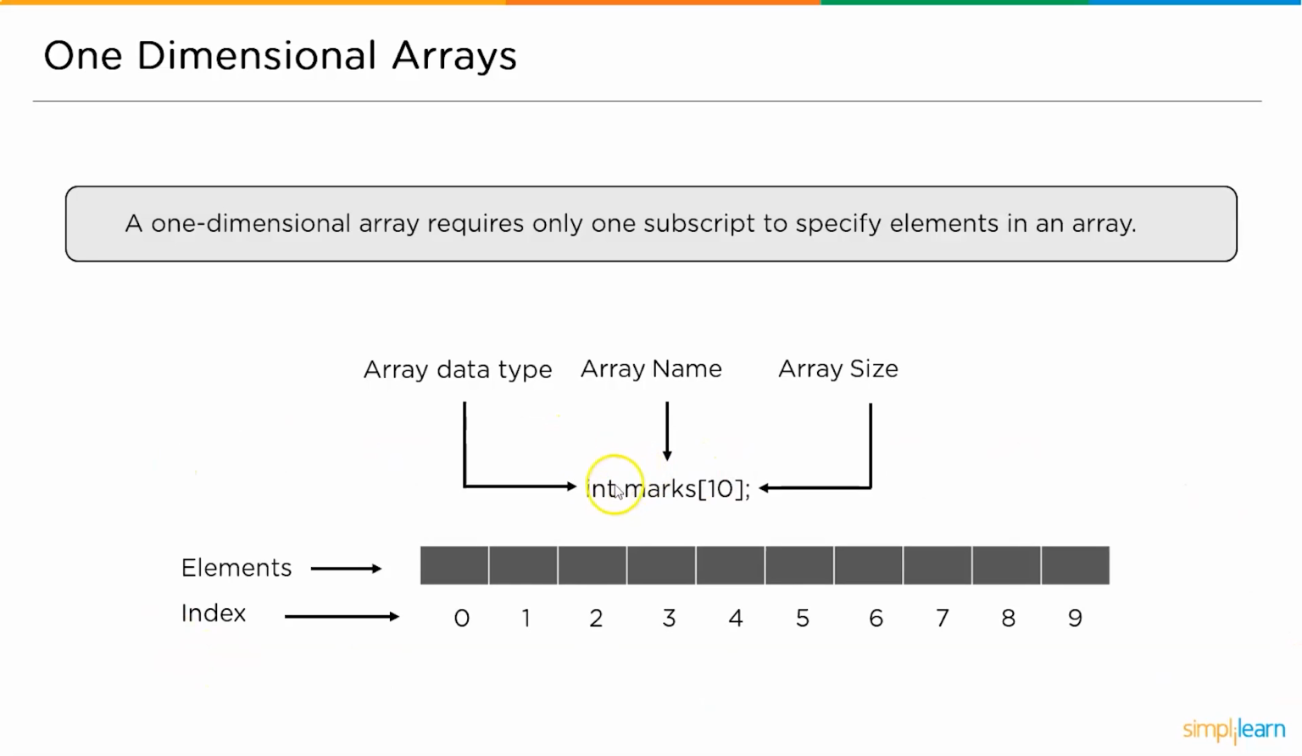Here we have the data type, that is integer, and marks is the name of the array, and this is the size of the array. Here the elements will be stored, and here is the index value of the array. And remember, the index value of an array always starts from 0. In the previous example, that was only for basic understanding, so I just started with 1. In practice, the array index always starts from 0.